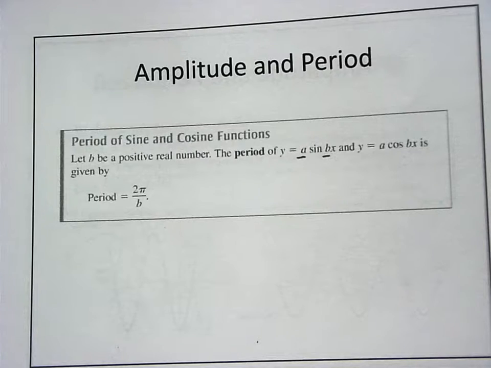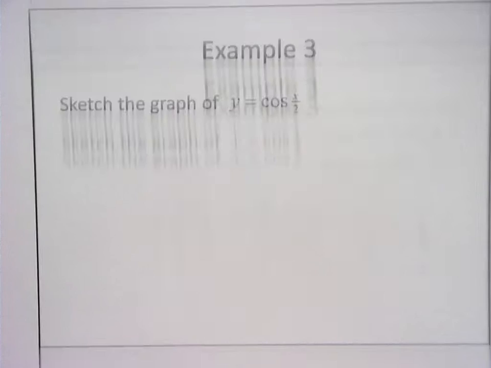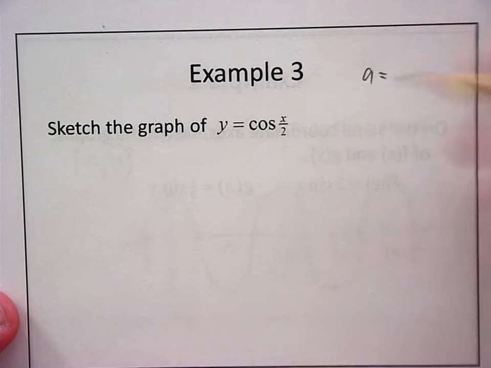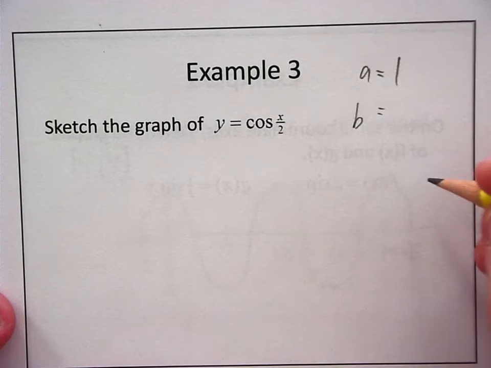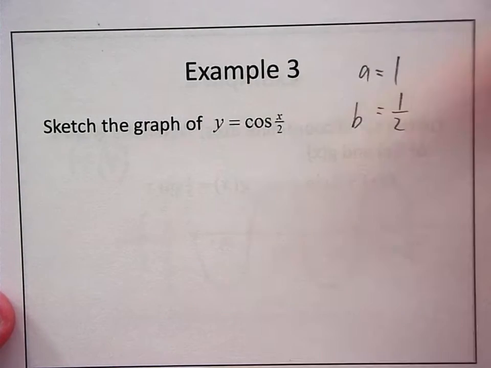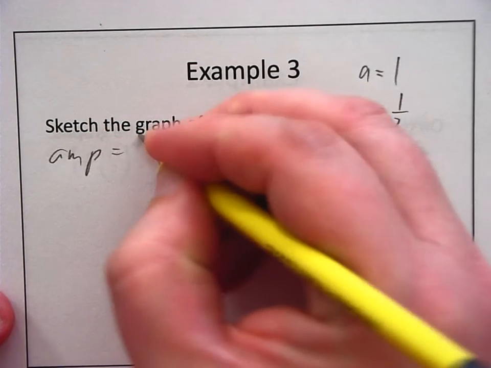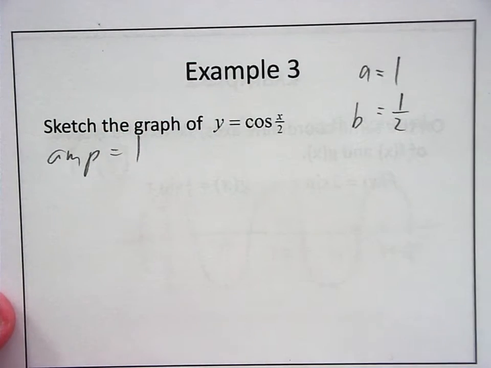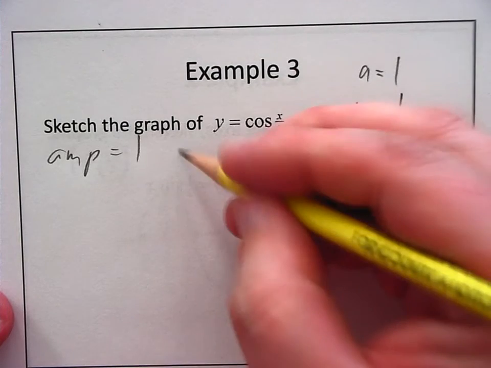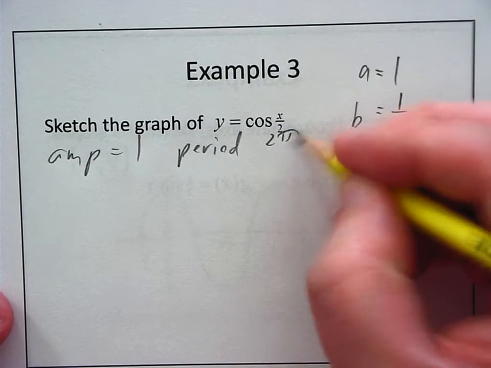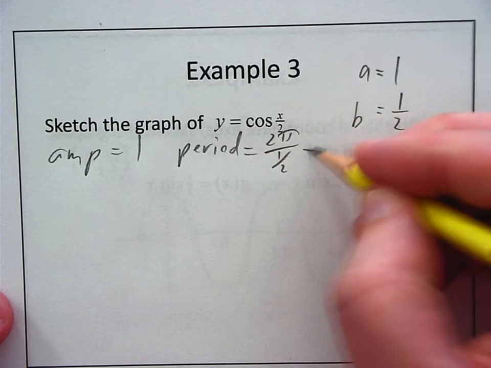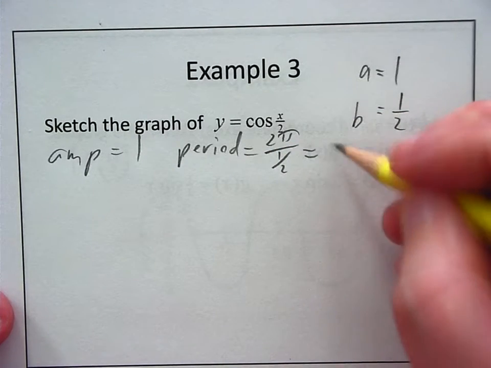So when you go to these problems, the first thing I do is actually just write down what A and B are. Okay? So on this problem, what would A be? 1. What would B be? 1/2. Okay? Then the amplitude is just that 1, whatever A is, the absolute value of it. And then period, though, is going to be what? 2 pi divided by 1/2, which is going to simplify out to be 4 pi.